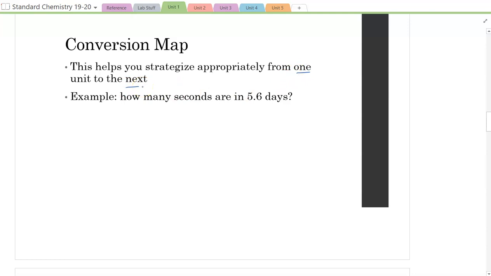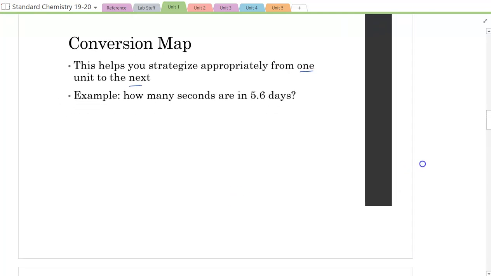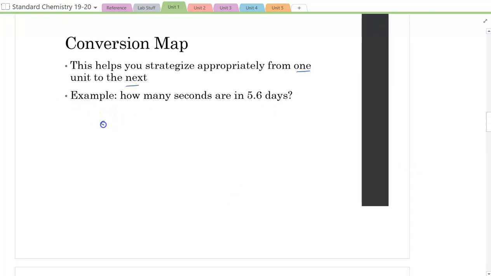So how many seconds are in 5.6 days? So for this one, seconds and days is a little bit less obvious than what we know from seconds to minutes. So what I can do here is have essentially a little map, an organizational strategy, where I take, okay, seconds, I'm given 5.6 days, which I'll abbreviate with just D, and I eventually have to convert to seconds. So this is just a visual way to sort of see what's happening. This is my overall goal, from days to seconds.